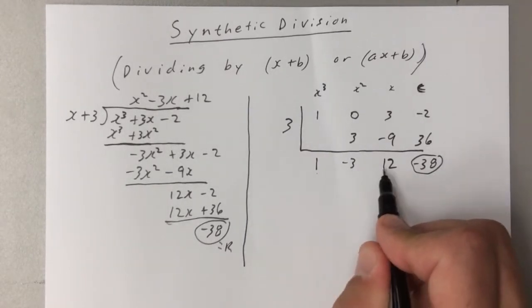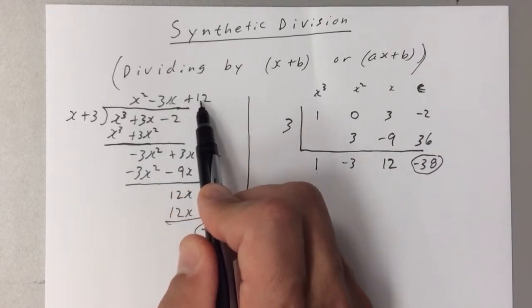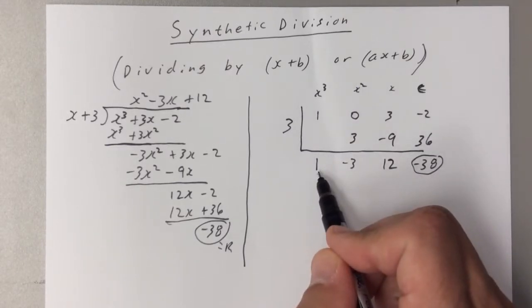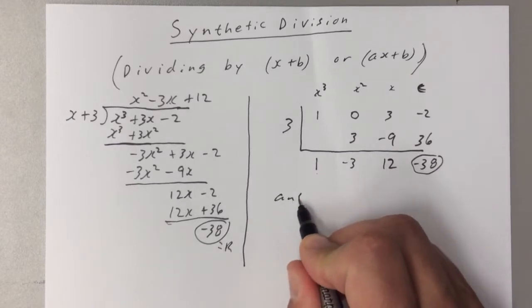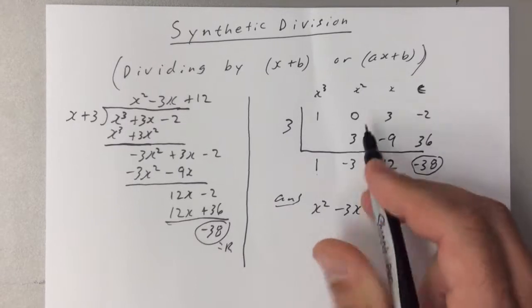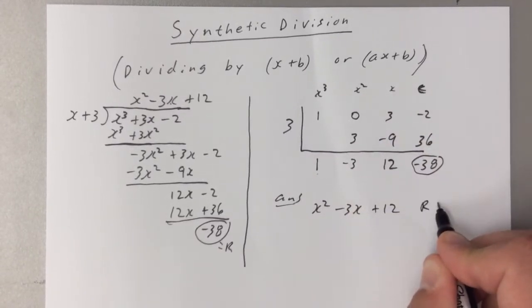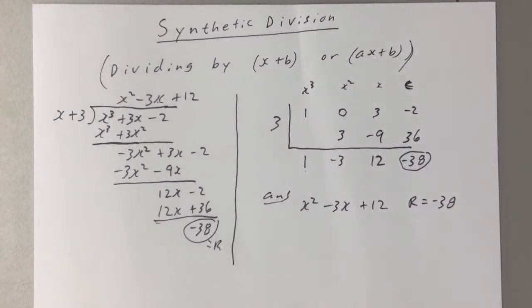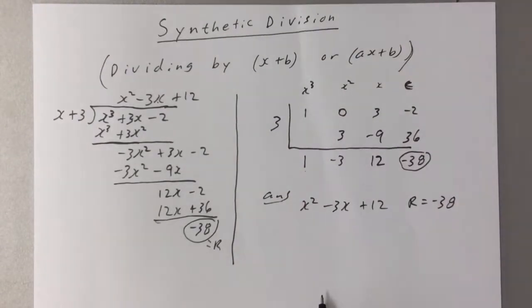These numbers are now the coefficients of x squared, x, and the constant. So if this was x cubed in the answer, this is now going to be the x squared term. So the answer is x squared minus 3x plus 12, and remainder equals negative 38. Okay, so this is synthetic division.